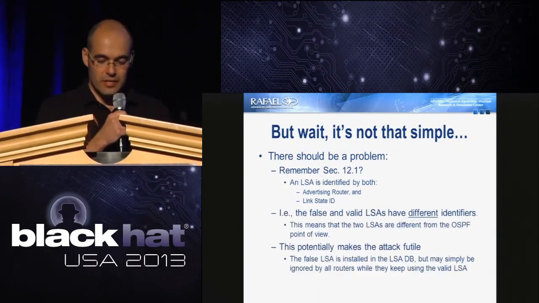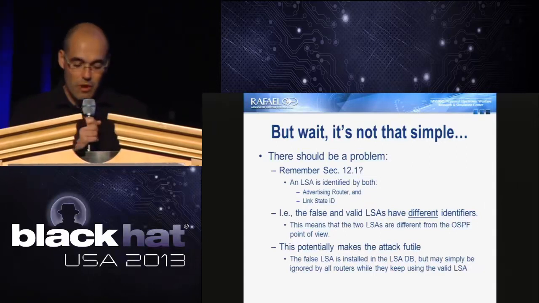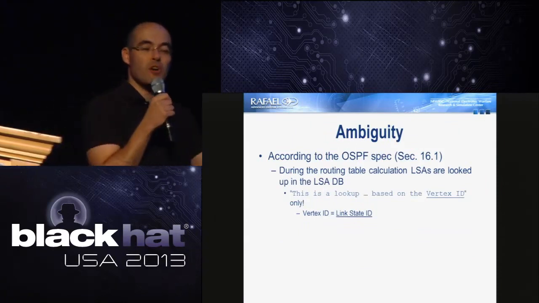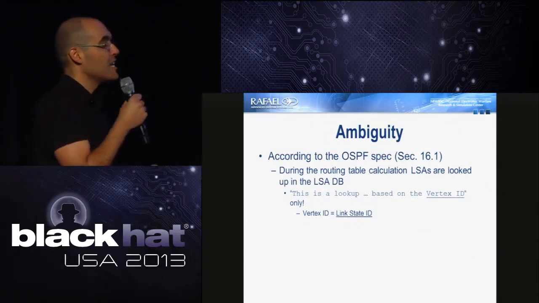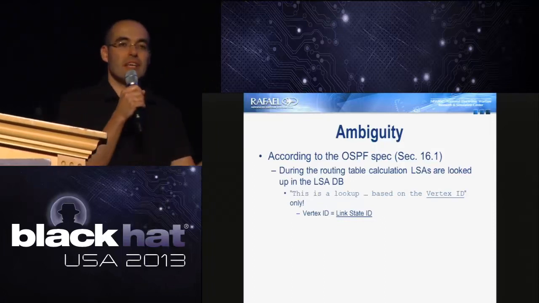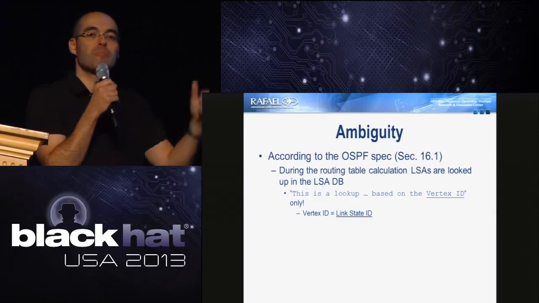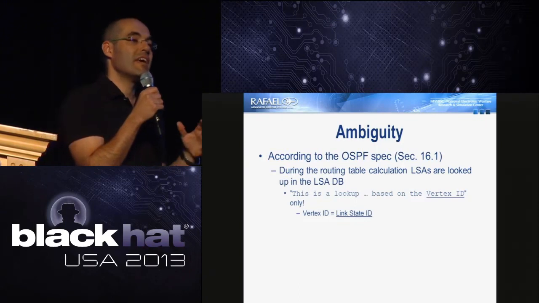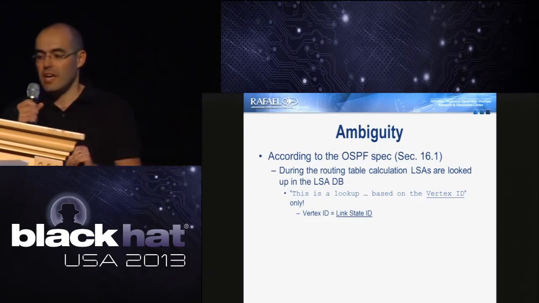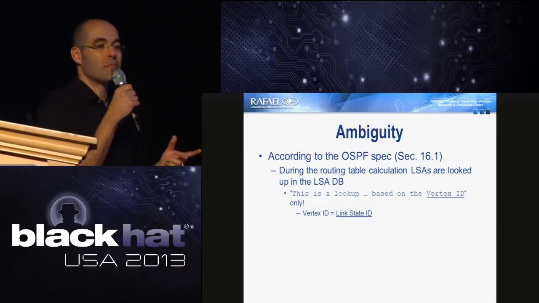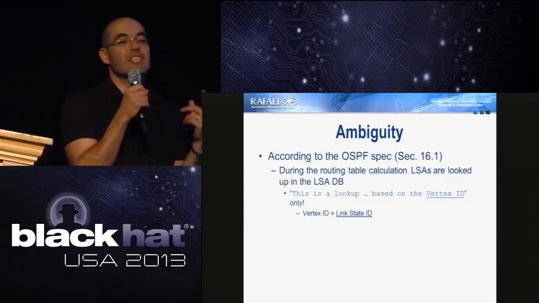Okay, and this is what I just said. And now for the second part of the vulnerability, which is actually an ambiguity in the OSPF specification. In section 16.1, according to the standard, during the routing table calculation, when the router looks up an LSA in its own LSA database, an LSA is looked up based on the vertex ID only. In this context, by the vertex ID, the RFC means the link state ID.